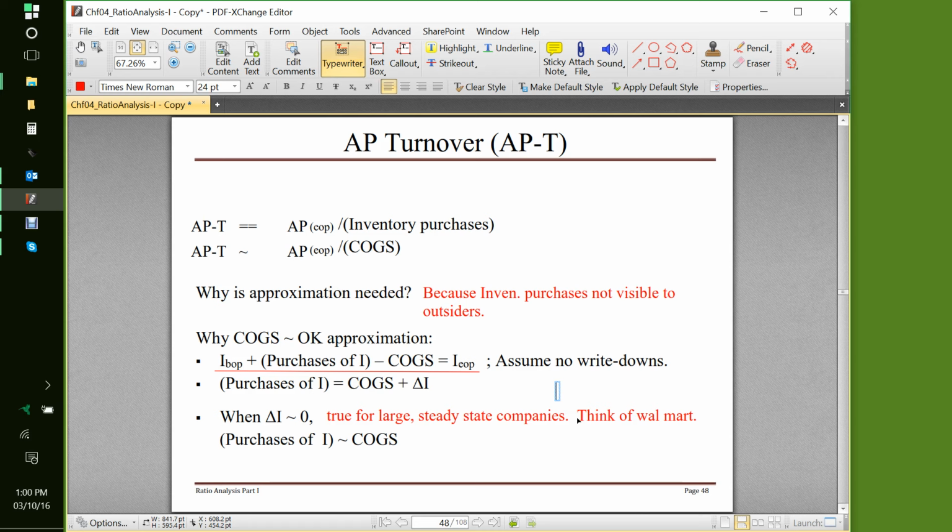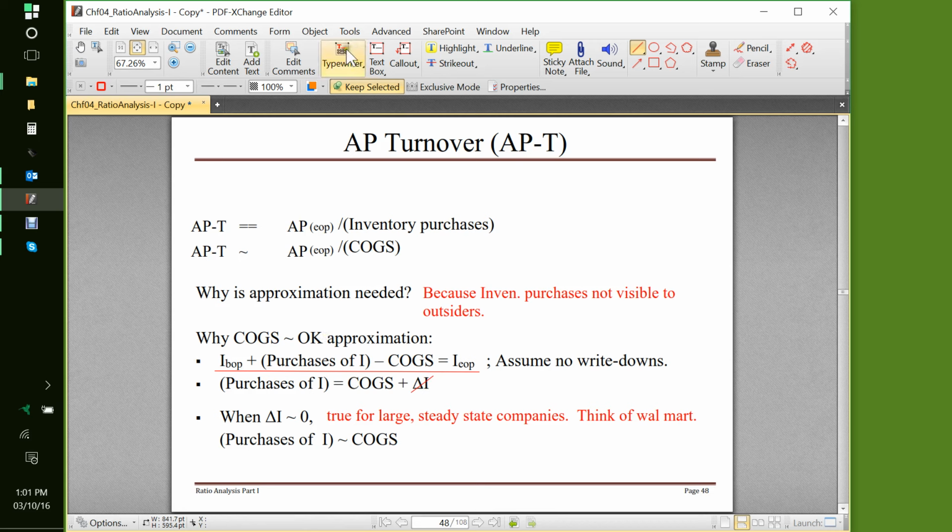You know, what's our GDP? 2% a year. At best, Walmart's growing at about 2% a year right now. So a reasonable first order approximation is that change in inventory is 0. If we make that move and say that delta inventory goes to 0, then we're left with purchases of inventory similar to COGS.